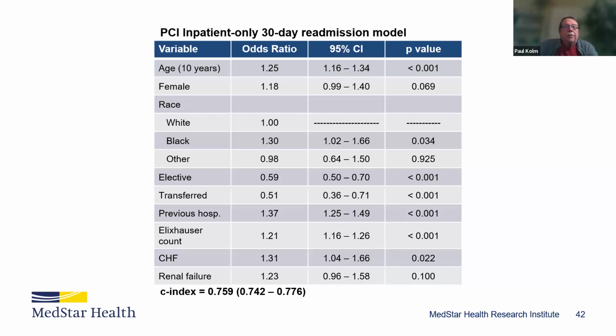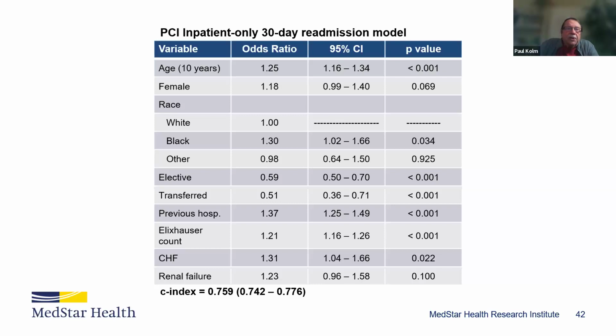And so if we have, like if we're transferred where we have an odds ratio that's less than 1, by 0.51, then that means that in this case, those that are transferred have a 49% decrease in the odds of being readmitted at 30 days.